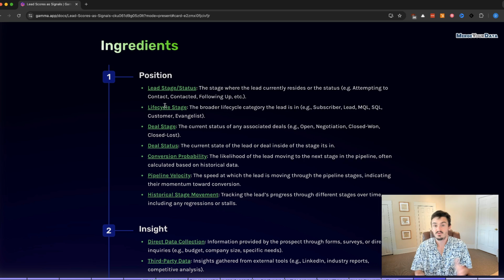Then we have deal stage. So the deals that are associated with the company or the contact, how far are they in that pipeline? Where are they at? Deal status. So this is the current state of that deal, not the lead, of the deal. I put the lead in there, that's wrong. But of the deal, of the stage it's in.